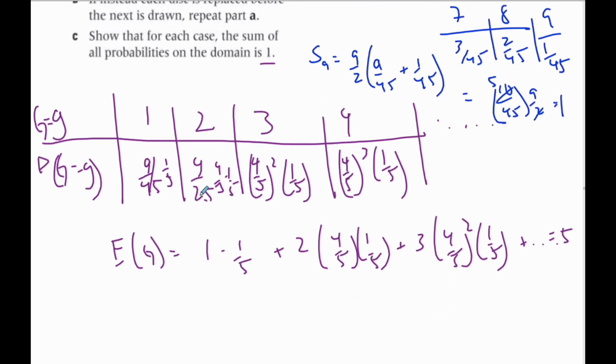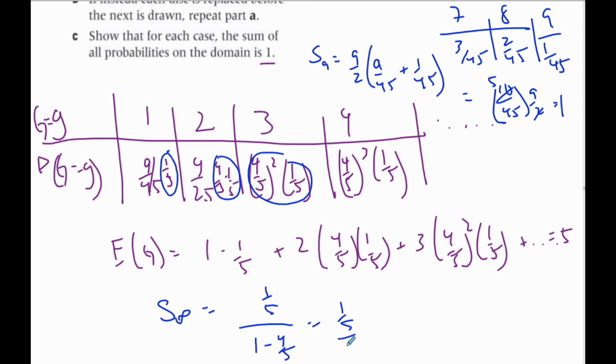Similarly, on the bottom one, when I look at these probabilities here, 1/5, 4/5 times 1/5, and so on, this here is the sum of an infinite geometric series. So the first term is 1/5. The bottom is 1 minus 4/5, which is 1/5 over 1/5, which again is equal to 1. I hope that helps.